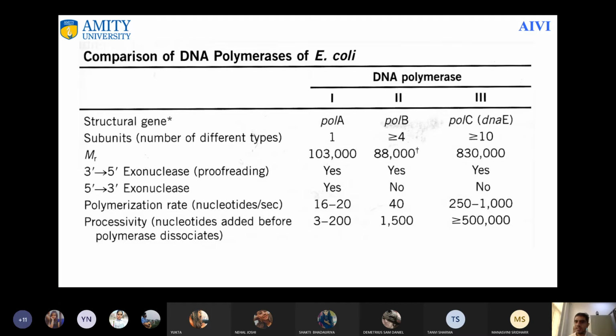So the most important enzyme if you are working in molecular biology is going to be DNA polymerase 3. Okay, and the polymerization rate, if you see, is 16 to 20 nucleotides per second, 40 nucleotides per second, and 250 to 1000 nucleotides per second. That means if you are working with DNA polymerase 3 and you want to extend your nucleotide strand of around 1000 bases, DNA polymerase 3 is going to do it in just a fraction, just a second. So you need such a type of enzyme. So the enzyme we are going to use in future is going to be DNA polymerase 3.